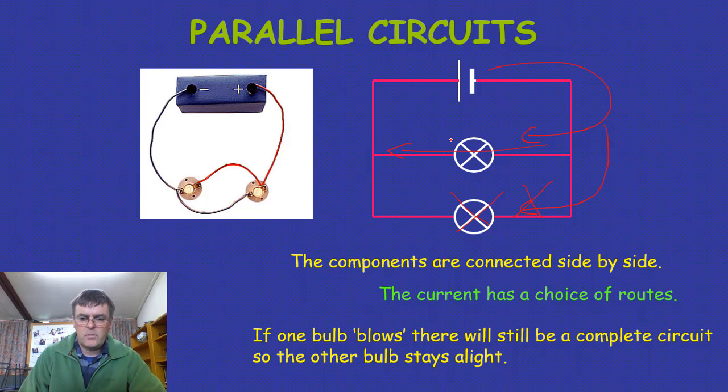And this is how houses are wired up. Your lighting circuit in your house is done in parallel, so if one bulb pops, the rest keep going. You're not left in the dark.